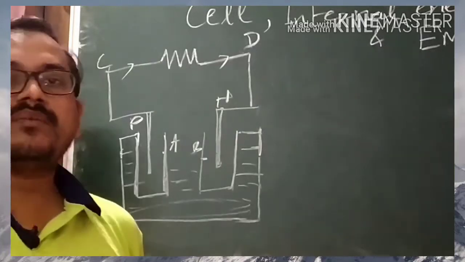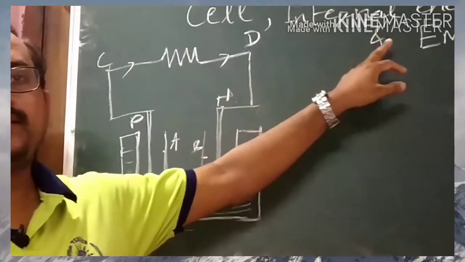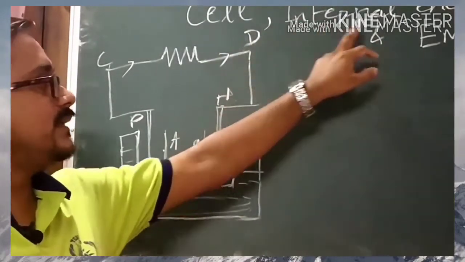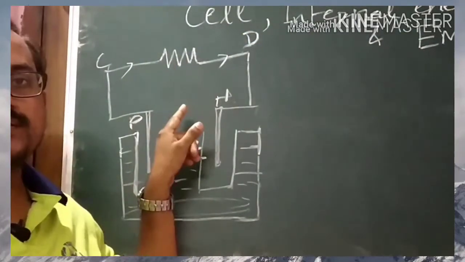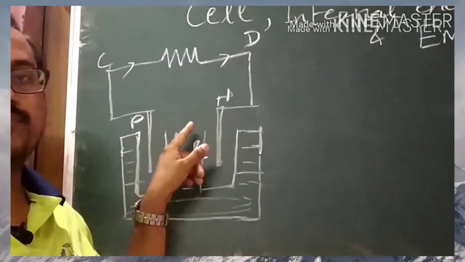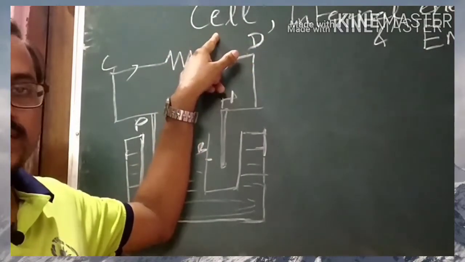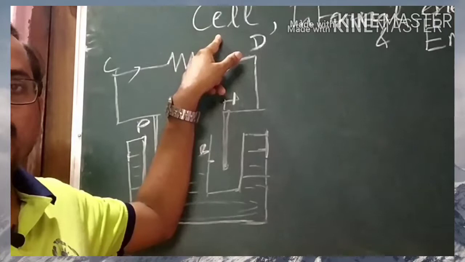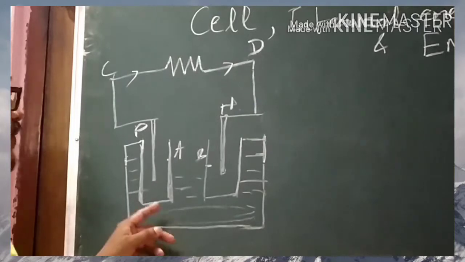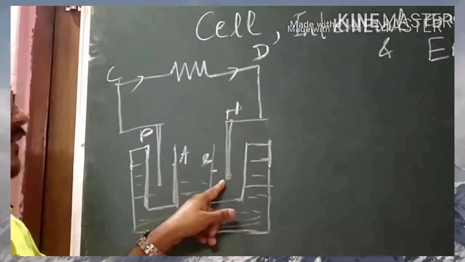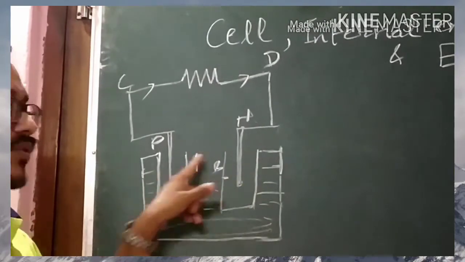Today we are going to discuss a very important part of class 12 physics, that is cell internal energy and electromotive force. We know a simple device which is used to maintain the steady flow of current in an electrical circuit is called an electrolytic cell. An electrolytic cell mainly consists of two electrodes, the positive electrode and the negative electrode, which are dipped in an electrolytic solution.